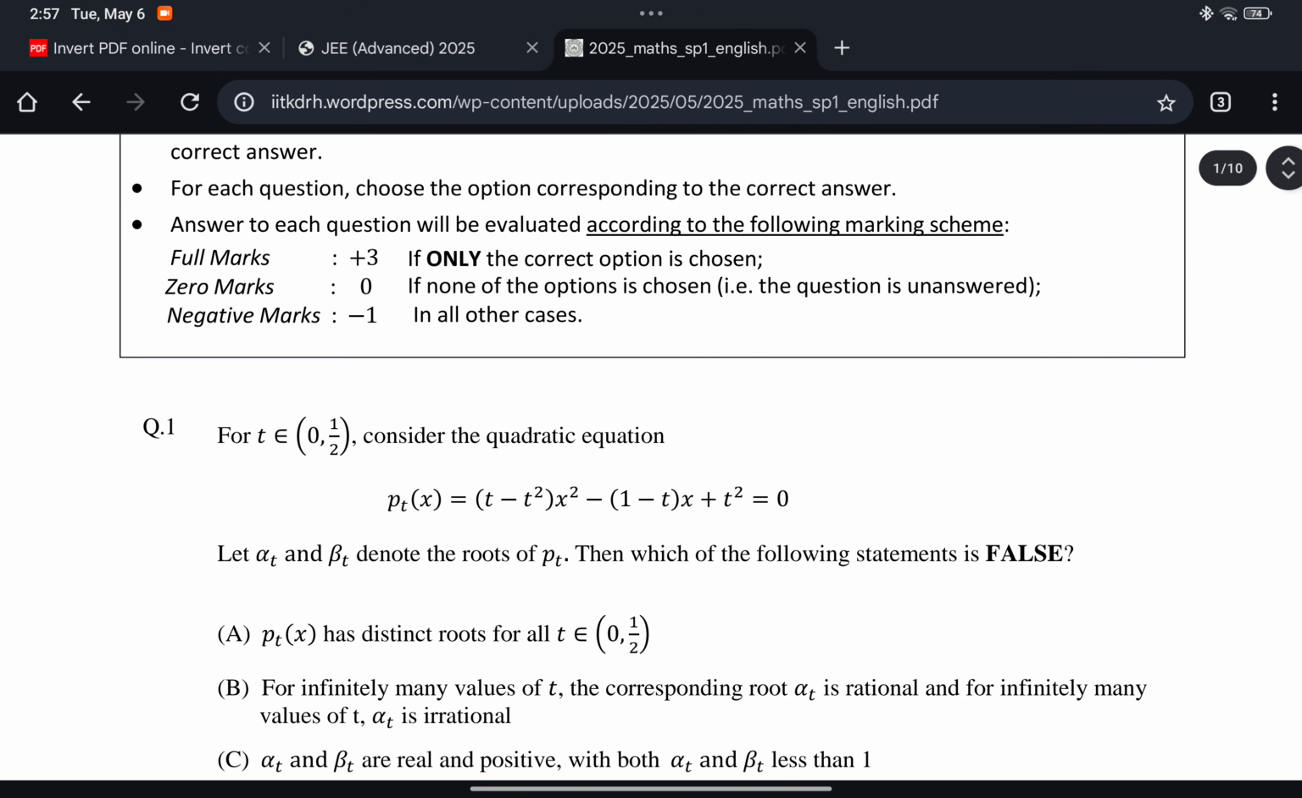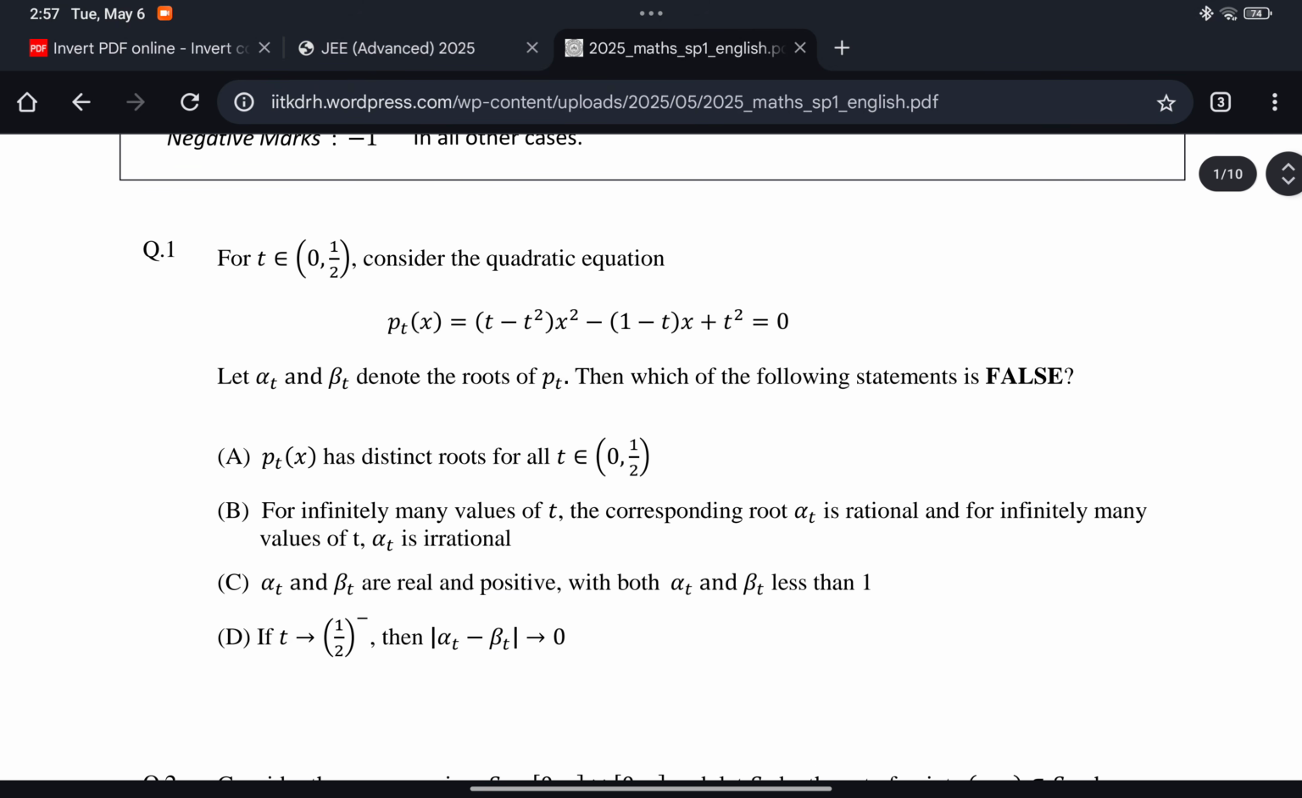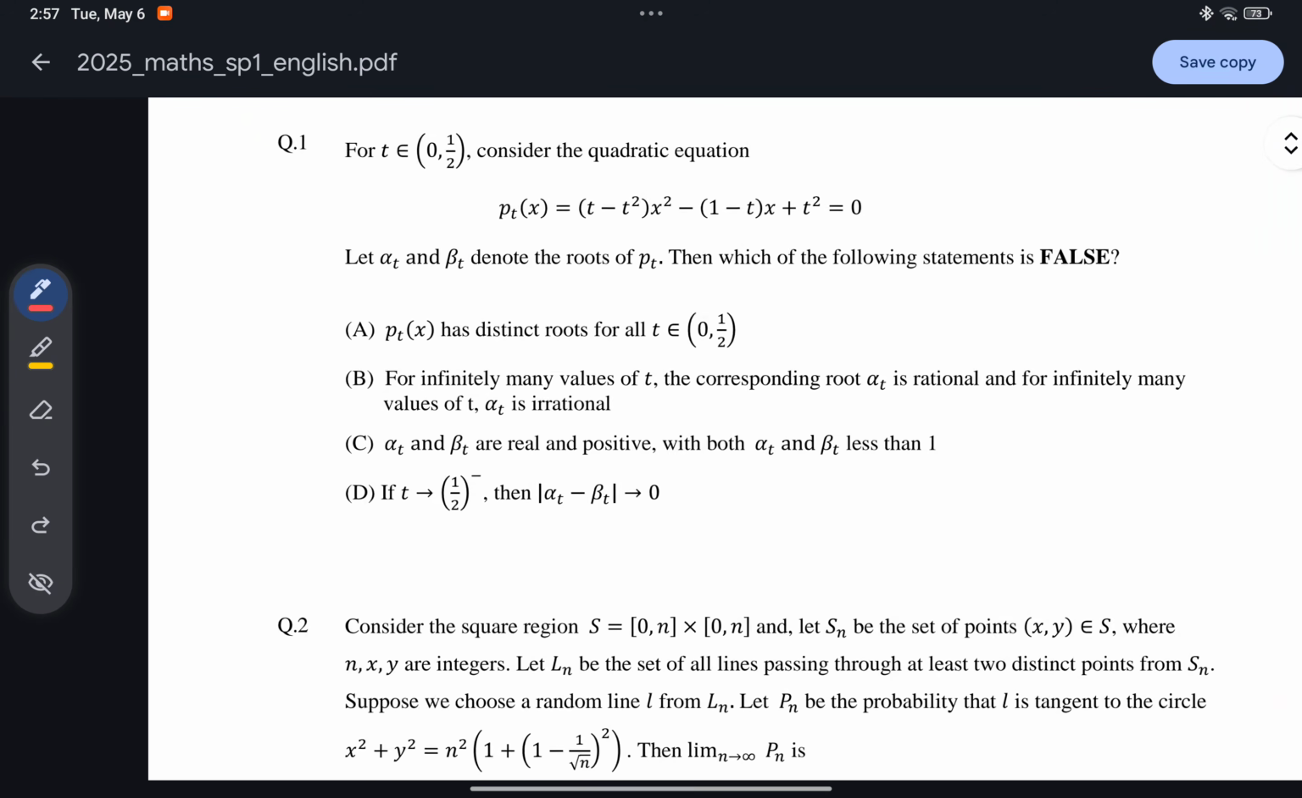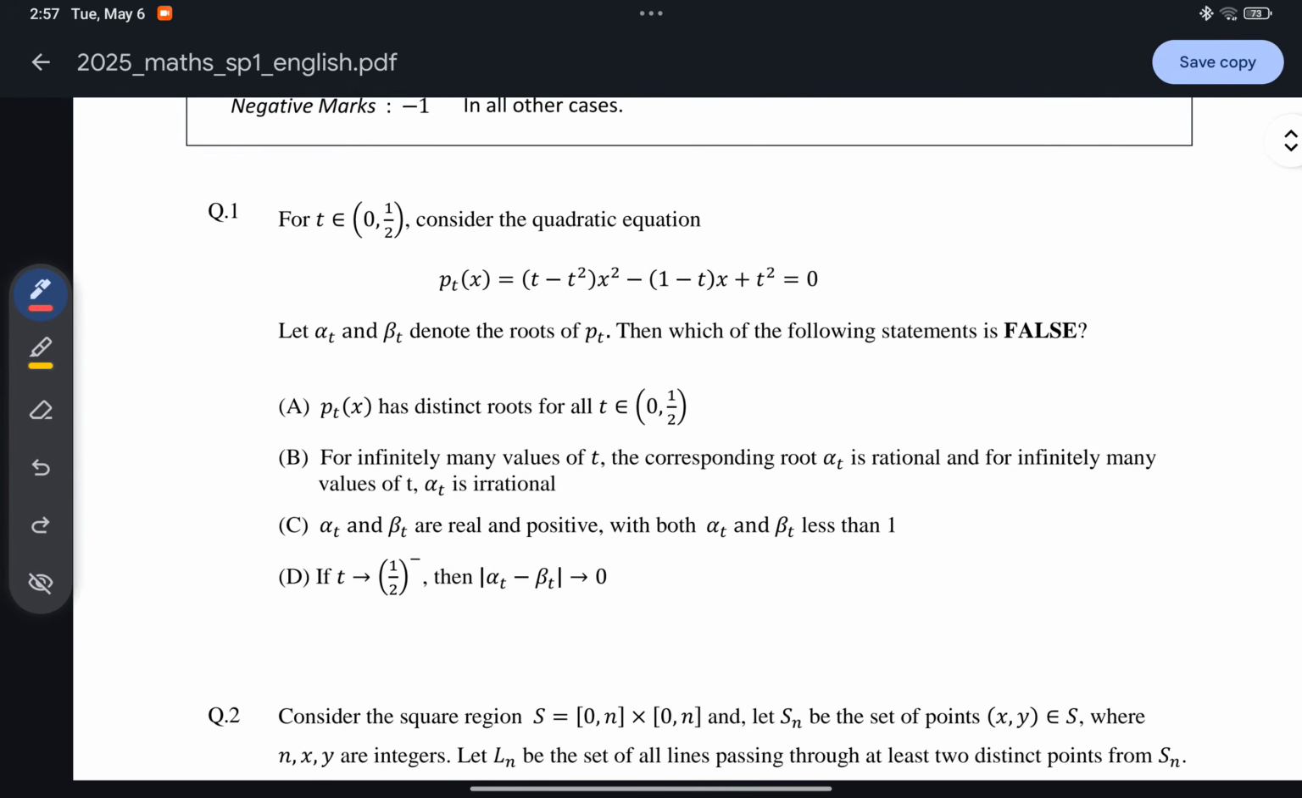The IIT Kanpur just dropped the sample papers for 2025, and let's look at 2-3 questions of this paper and see how they've made it. I reviewed it and I feel like it's a little bit advanced, a little bit Olympiad oriented, but it's a decent paper. So let's get into it.